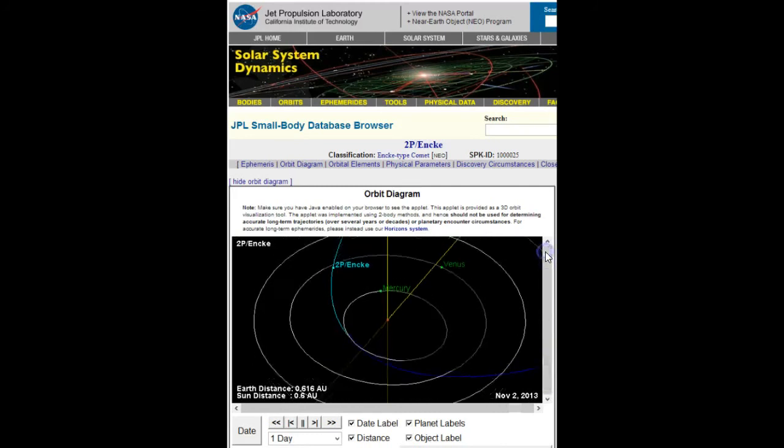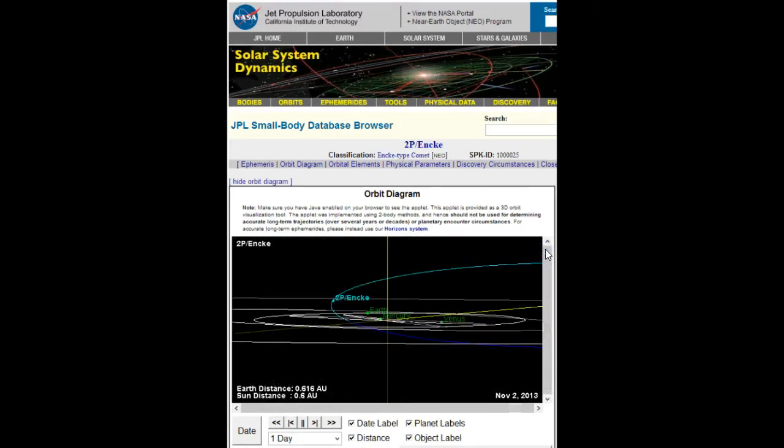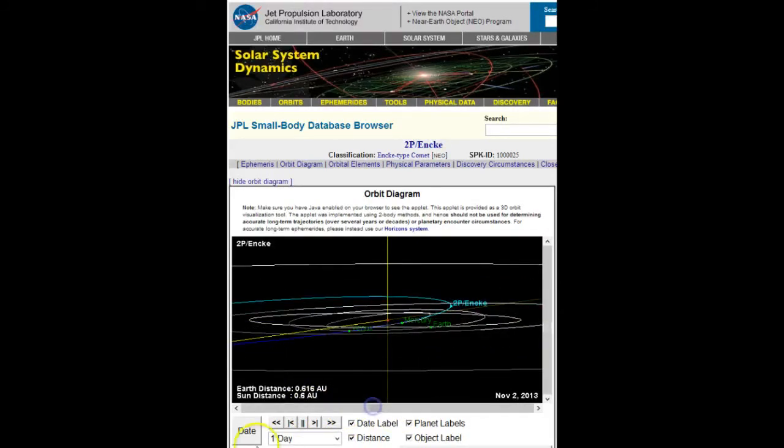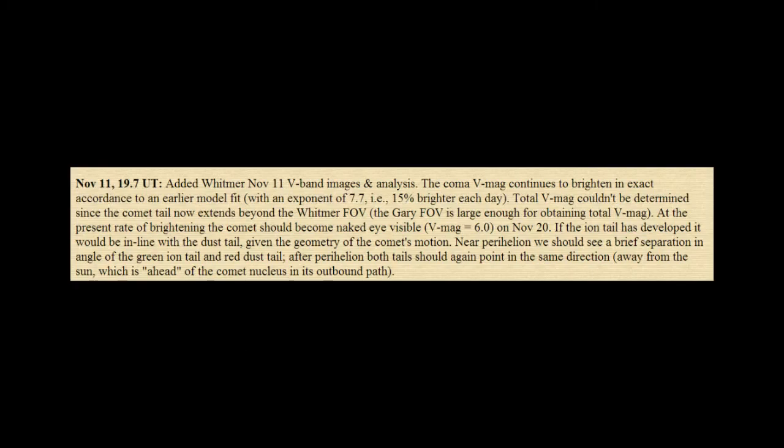Take a look at this. That's the first time I've noticed it on that camera, guys. So that's two that we're getting on our STEREO system.